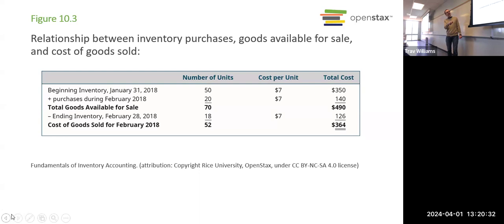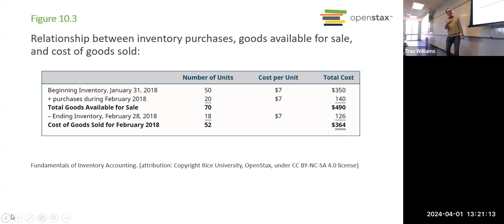Then if you subtract out whatever's left at the end of the period, that tells you how many units you sold. Or you could switch these last two around. You could take the goods that were available for sale, 70 units, subtract the goods that you sold, which were 52, and that means you have 18 in ending inventory. Okay? That's a really important concept for this whole chapter, that your goods available for sale is equal to the ending inventory and the goods that were sold.